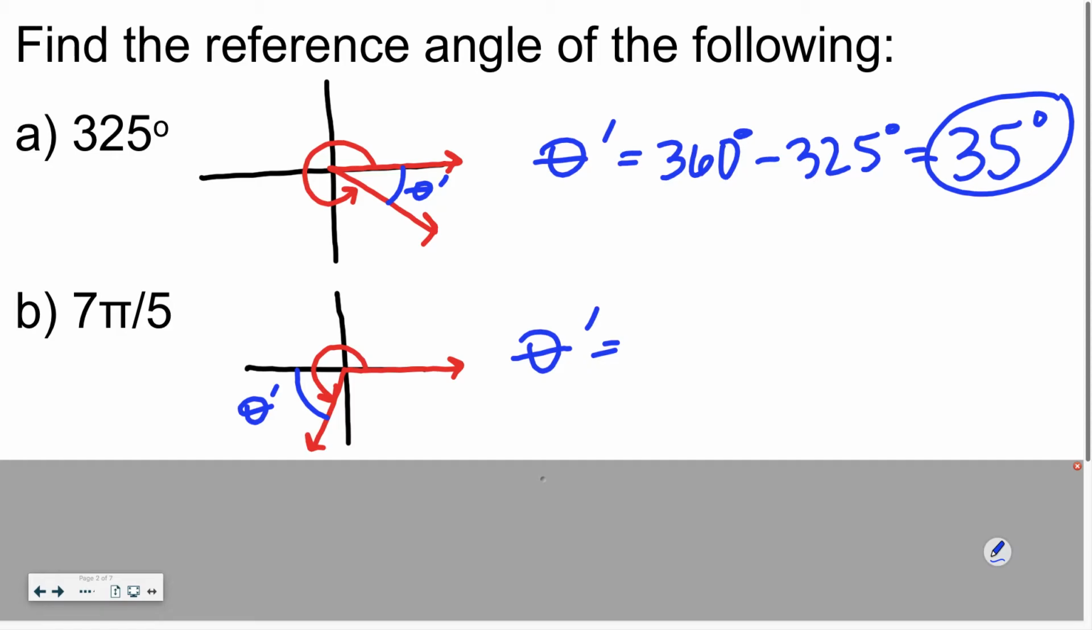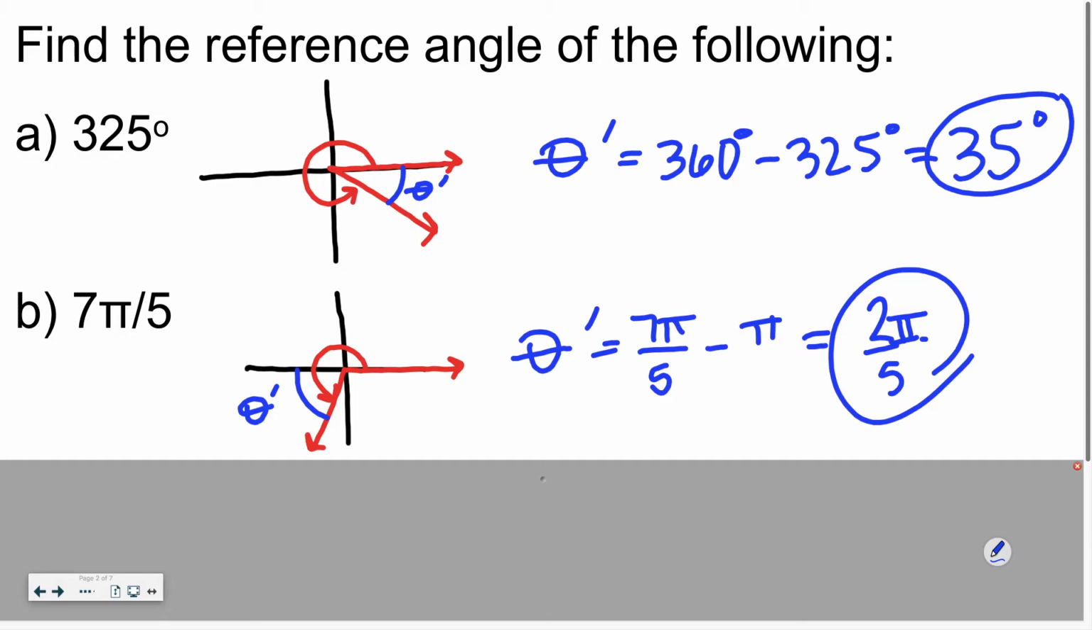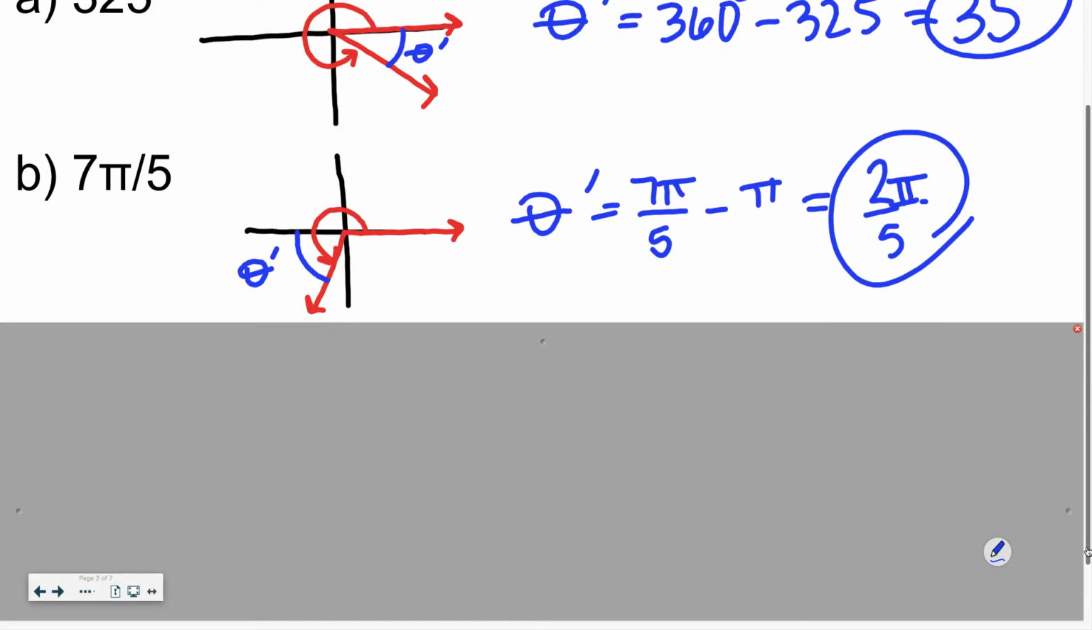Ryan, how are we going to figure out the measurement of that angle? Okay, since it's past pi, we're going to have to take the angle and then subtract pi. Very good. Okay, so I want you to think about common denominators. 1 pi is the same thing as 5/5 pi. So our reference angle is going to be 2 pi over 5. All right, do not let this one throw you for a loop.